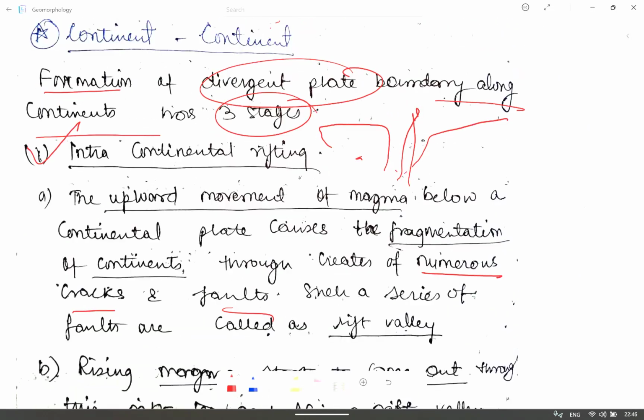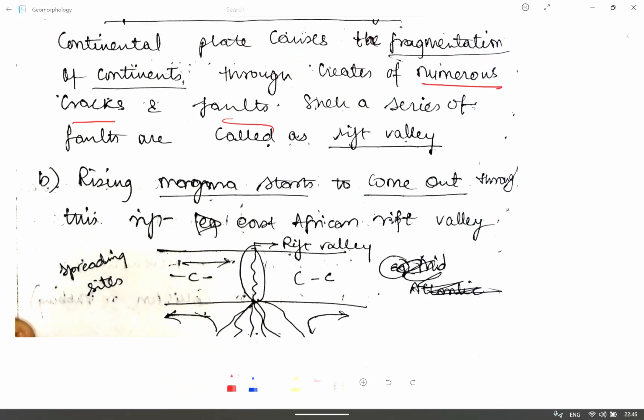ये series of faults will lead to creation of rift valley. ओशंस में जब similar चीज हो रहा था, this was called as mid oceanic ridges, ridges बोलते हैं, बट जब कॉन्टिनेंट में हो रहा है तो there is a formation of rift valley. Now, these rising magma starts to come out through this rift. Now, एक example है East African Rift Valley is the example of continent-continent divergence.